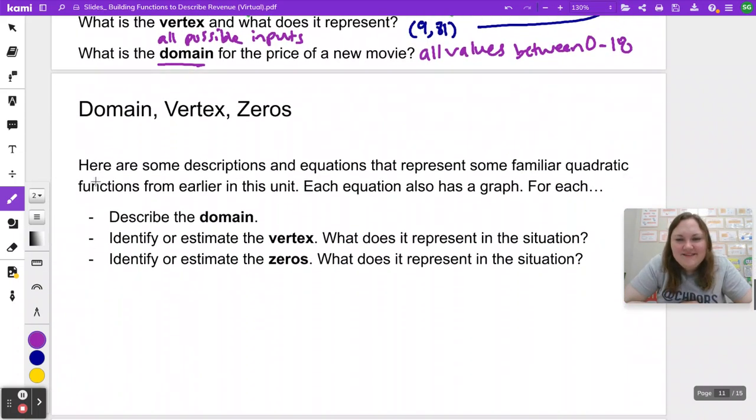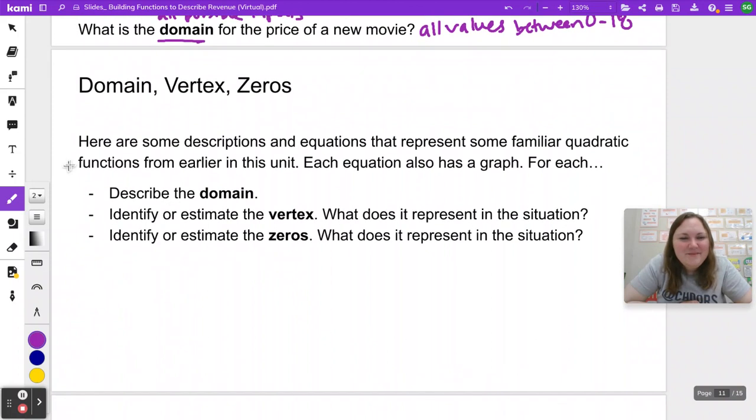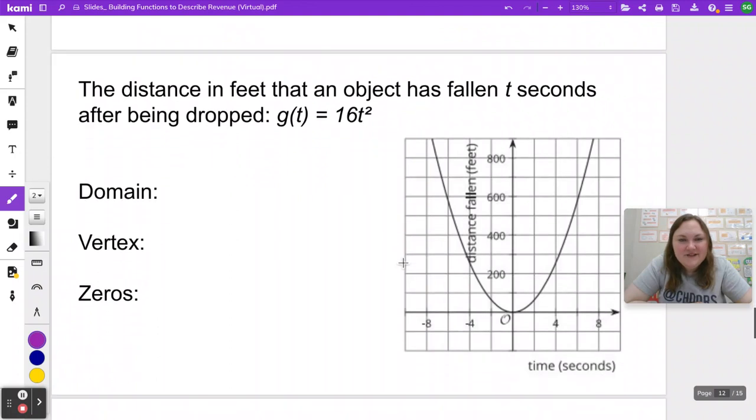So jumping in, this is what we had said we were going to be doing. I'm going to be giving you different descriptions and equations that represent some familiar quadratic functions from earlier in this unit. Each equation is going to have a graph, and for each of these, I want you to describe the domain, the vertex, the zeros, and then for the vertex and the zeros, make sure you're talking about what it represents in the situation. So here is the first one.